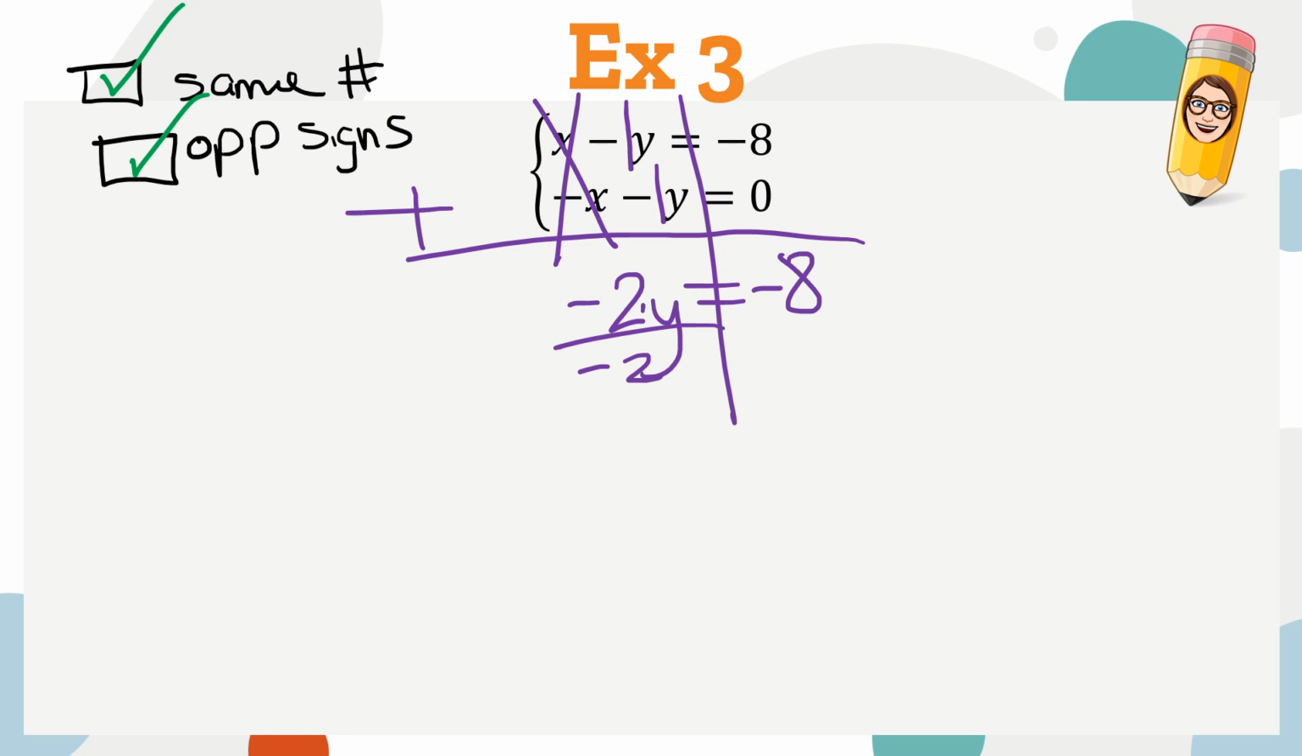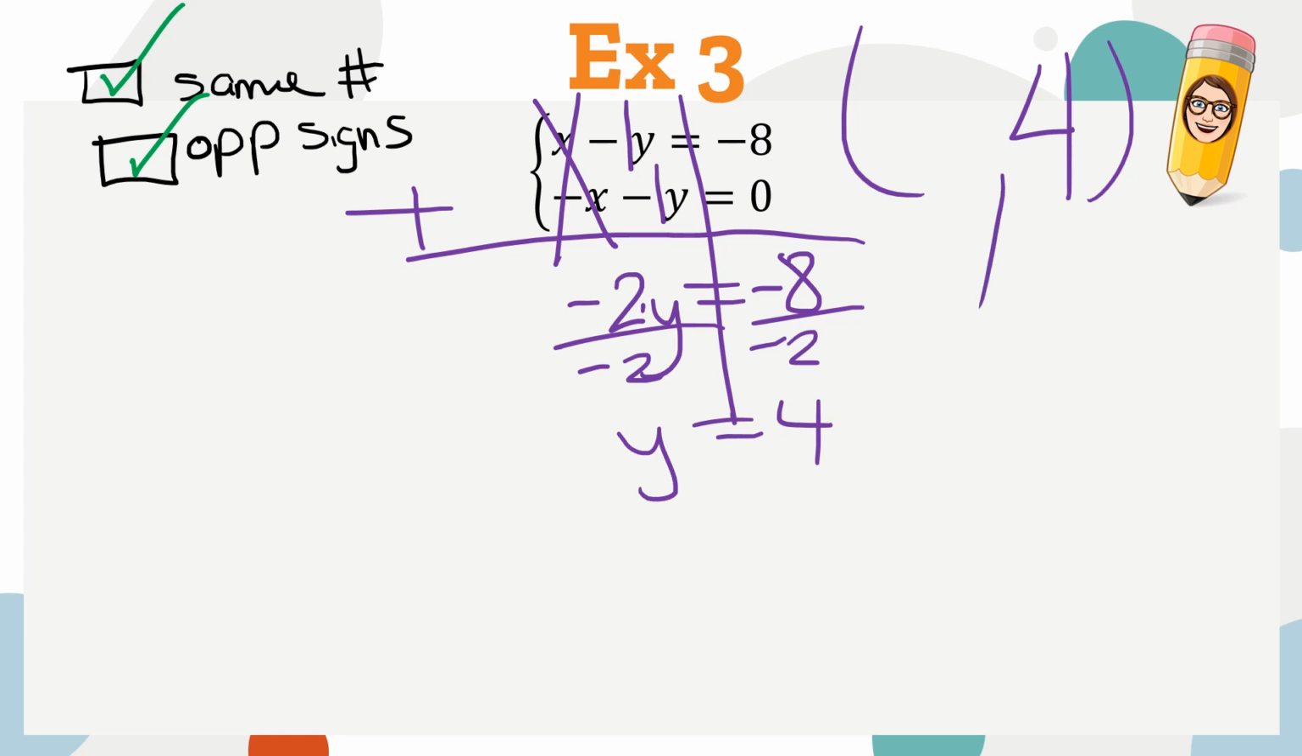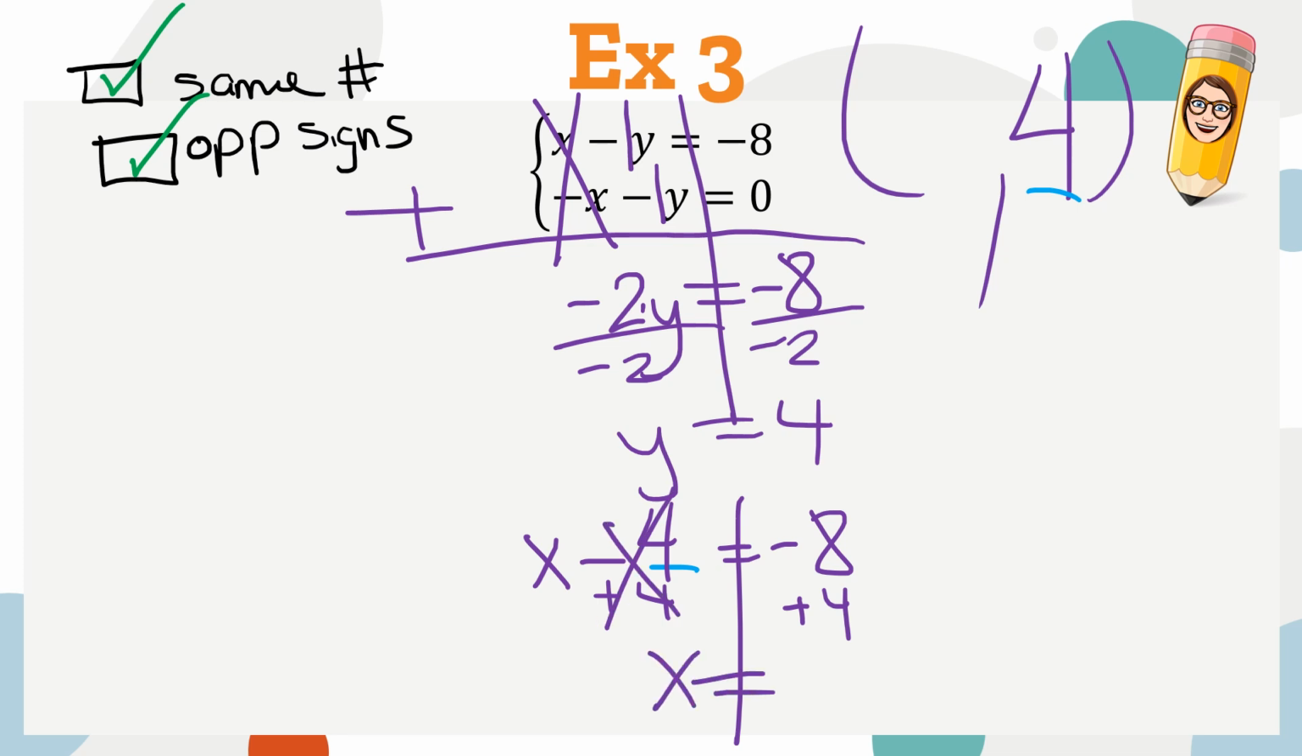We're done with the new stuff. Let's divide both sides by negative 2 to get a nice, clean y value of 4. Now I know one of the answers, so I need to find the other answer. You can pick top equation or bottom equation. I'm going to pick the top one just to change it up. That means instead of y, I'm replacing y with a 4. See how I replaced y with 4? That means all I need to do to kick it to the other side is add 4. Negative 8 plus 4 is negative 4.